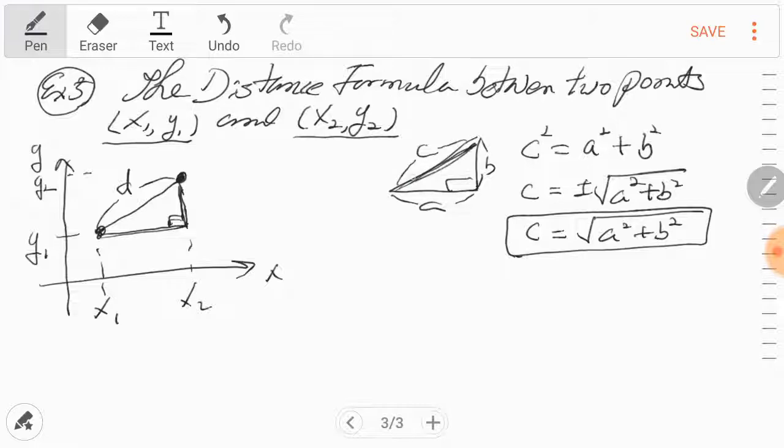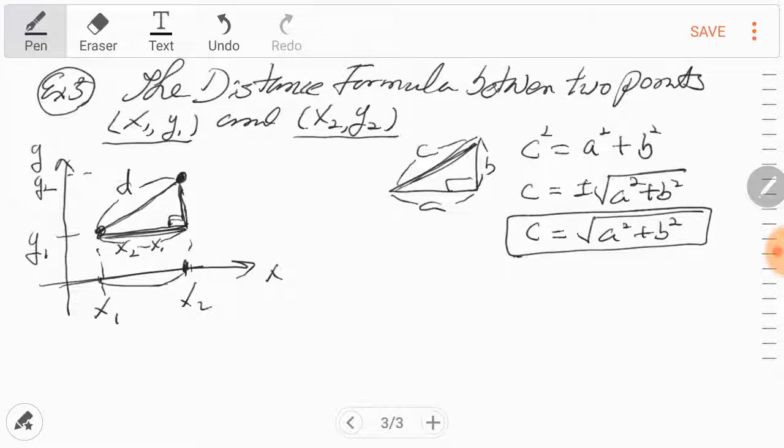So basically this length of the hypotenuse is the distance between 2 points. So in this right triangle, the base A should be the length of the distance between 2 x coordinates. So it will be x2 minus x1. So here it is x2. So this base is equal to this distance, which is x2 minus x1.